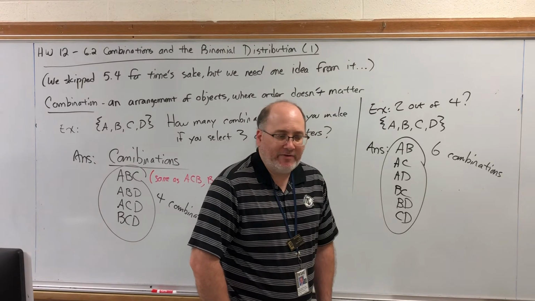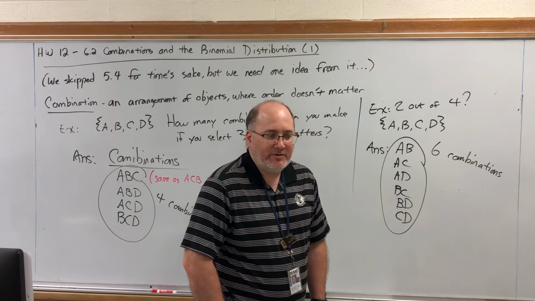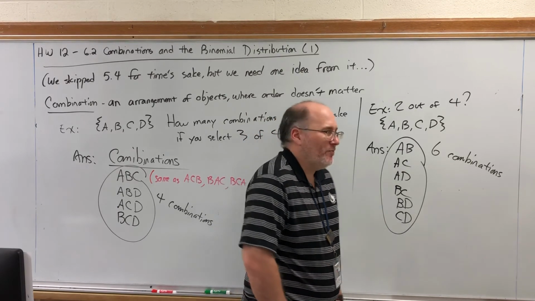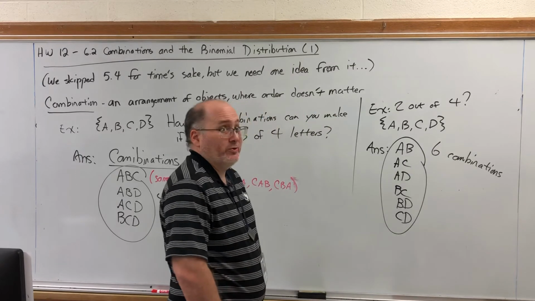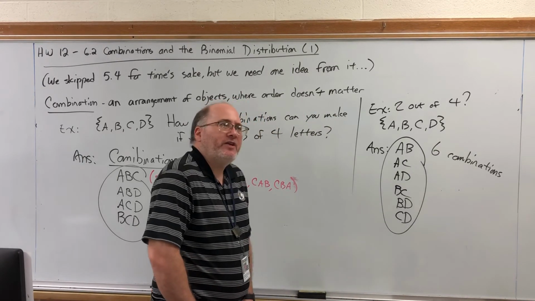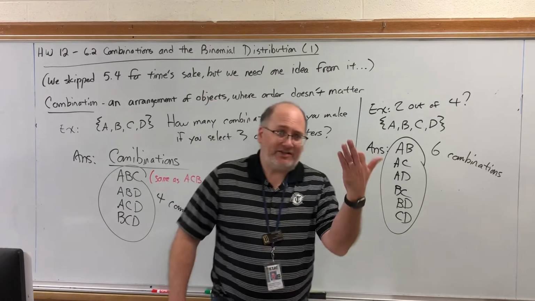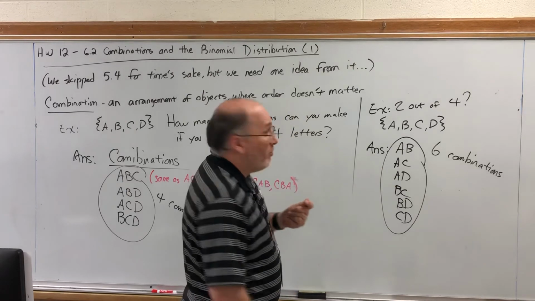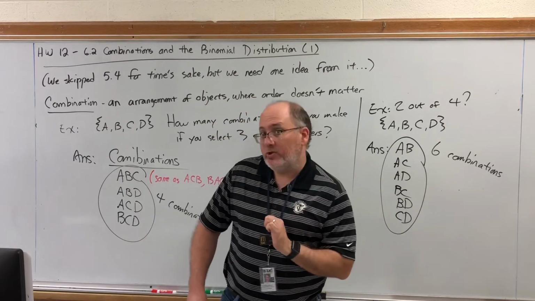No, I didn't do that right. 10, 3, 4, 120 combinations. Pardon me. It would be 720 permutations. But how did I come up with 120? If I have 10 objects and I'm selecting 3 of them, how can I get the number 120 from that? Well, there's a formula for combinations, and I'm going to show it to you in the next video.